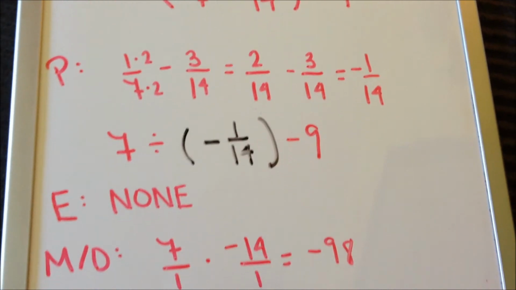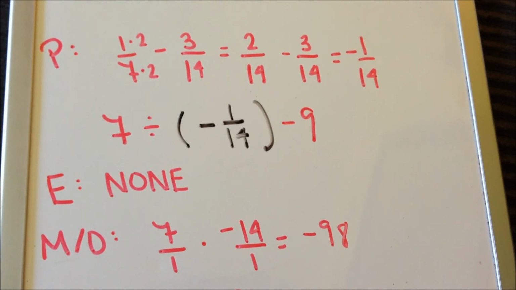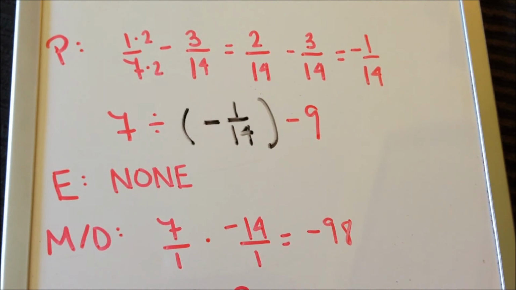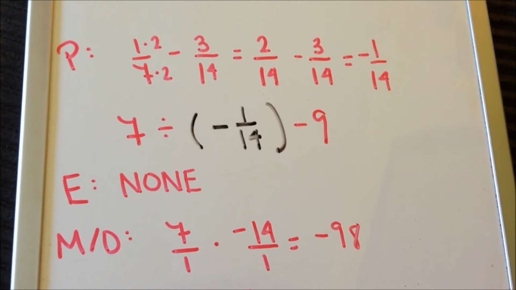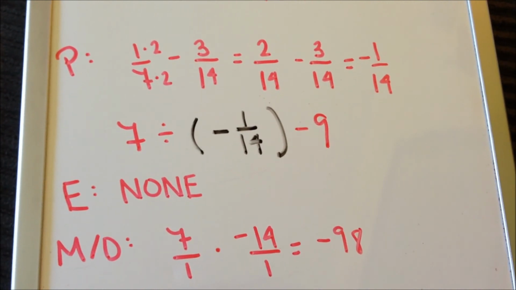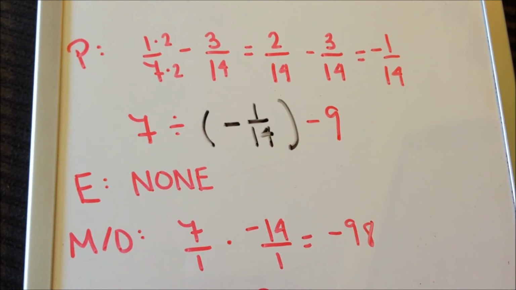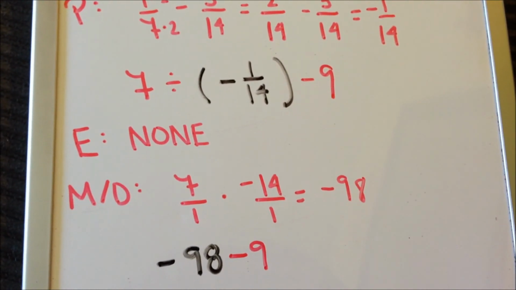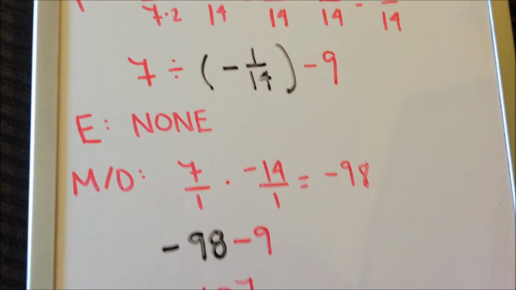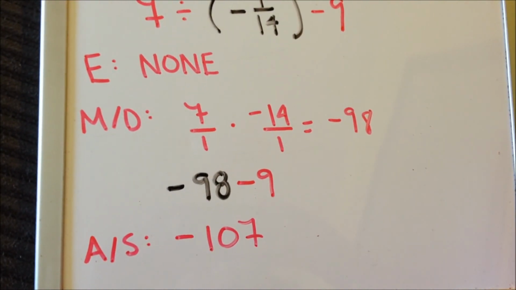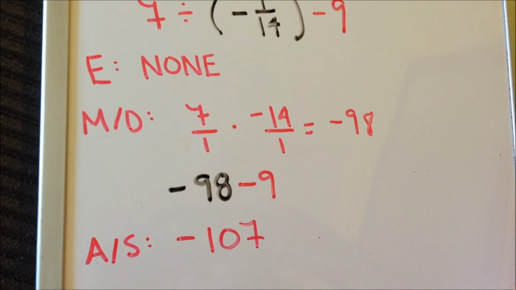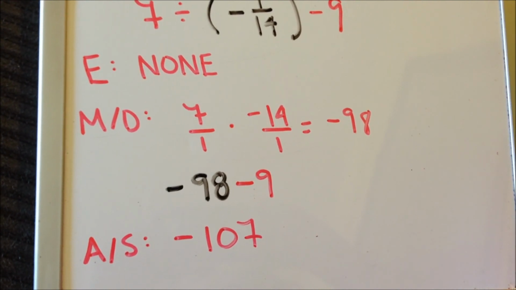No exponents. We do have division. Let's change it into multiplication. So 7 over 1 times the reciprocal, negative 14 over 1. We multiply across and get negative 98. So at this point, we have negative 98 and then minus 9. Finally, negative 98 minus 9, same sign sum, so we add them. Our answer is negative 107.